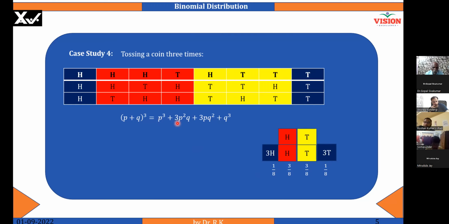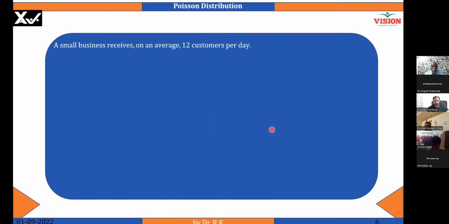Right. What is 2 heads falling and 1 tail falling? 2 heads falling is 0.5 into 0.5, 1 tail falling is 0.5. So 0.25 into 0.5 into 3, which is 3 by 8. Similarly, 3pq squared, 1 head and 2 times tail falling, is again 3 by 8. And see here, this is now closer to normal distribution. Clear? Yes, sir. So binomial distribution also can be solved by normal distribution.